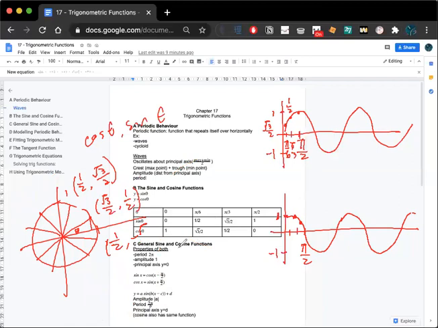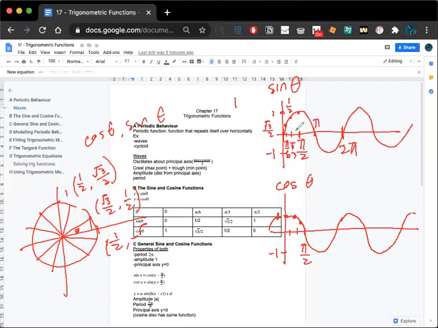Right, so after that, we have the properties of the sine and cosine functions. This is cosine, this is sine. They have similar properties since they look like the same wave. However, one is just shifted back or shifted forward. Like I said before, they have the same amplitude, which is 1, and they have the period of 2 pi.